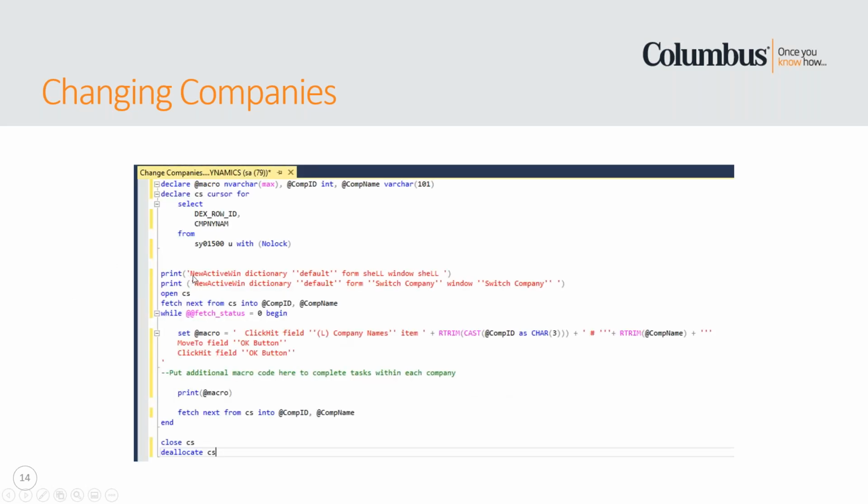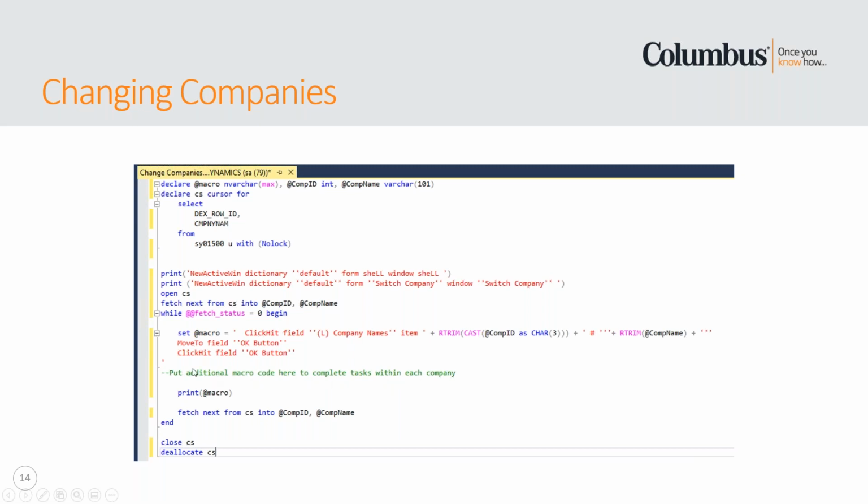We then got the text that we needed to have for the first couple of lines, and then we grab our first company and we put it in here. See, new company names, item number, it's going to put in that number and it's going to put in that name. Click the OK button, and then right below that is where you would put in all of your other macro code that you would need to run company by company.